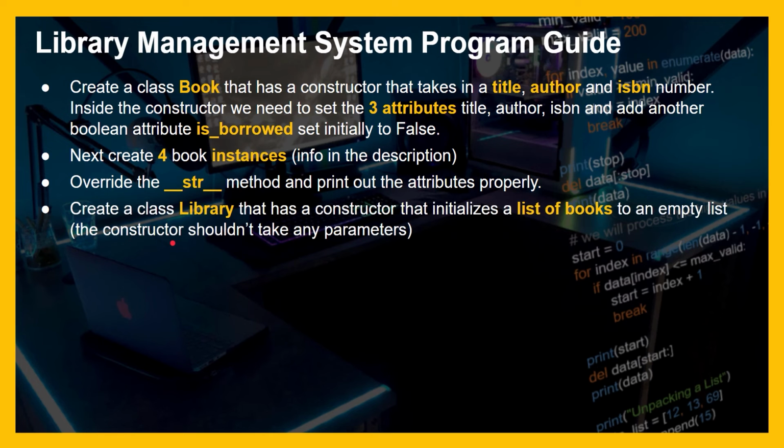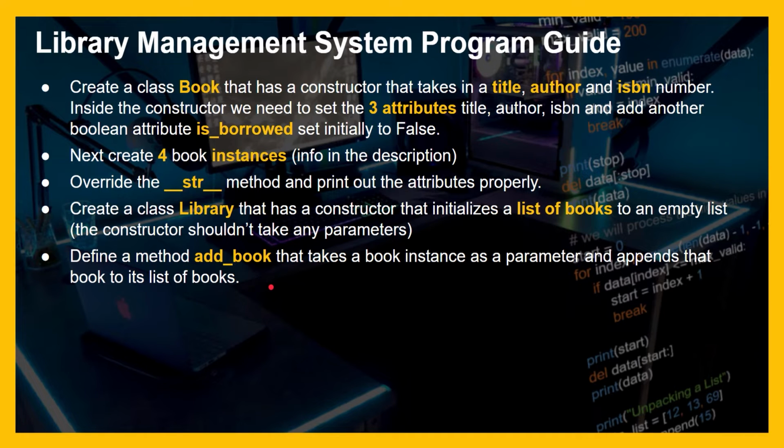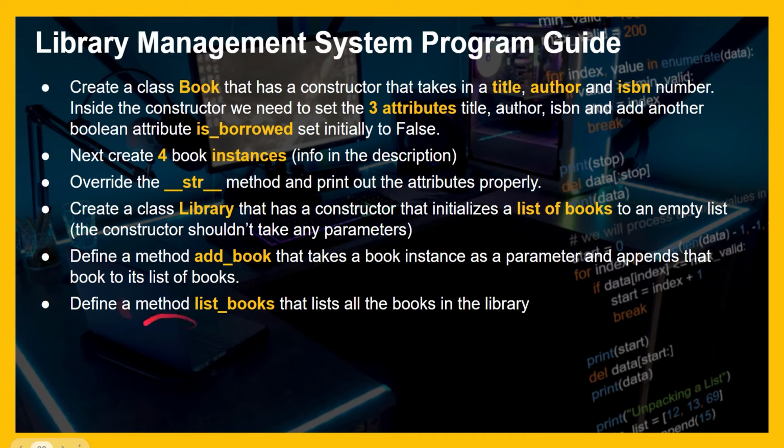Next, create a class Library that has a constructor that initializes a list of books to an empty list. The constructor shouldn't take any parameters. So we're creating a new class that is the Library, and the constructor just has a list of books. Keep in mind, I gave you a hint in here, no parameters sent to it. Define a method addBook that takes in a book instance as a parameter and appends that book to its list of books. So a method that adds books. Define a method listBooks that lists all the books in the library in a proper manner.